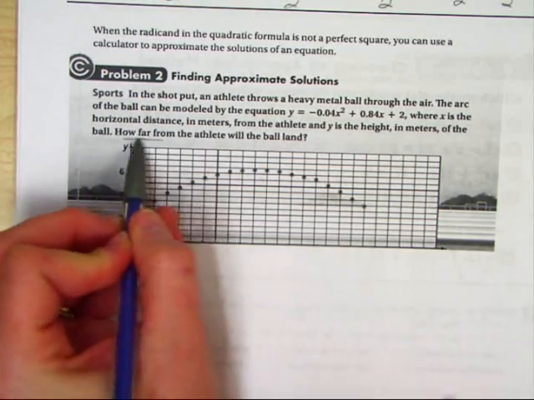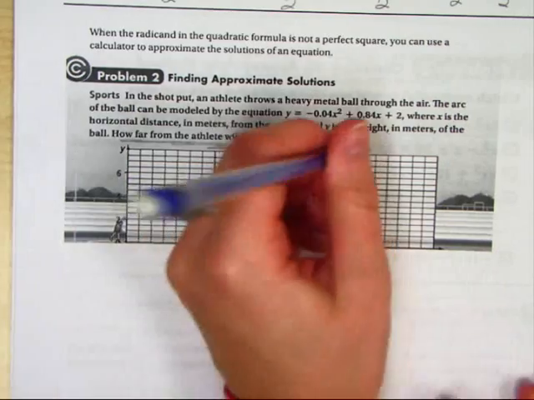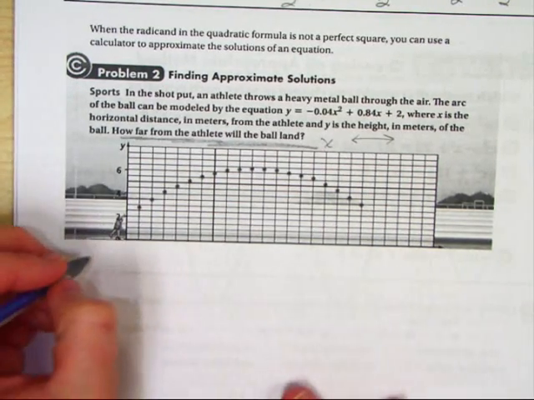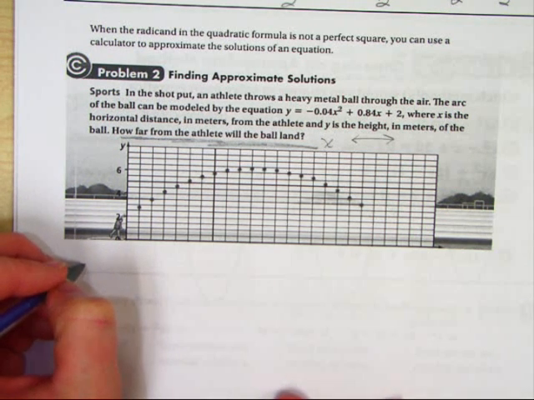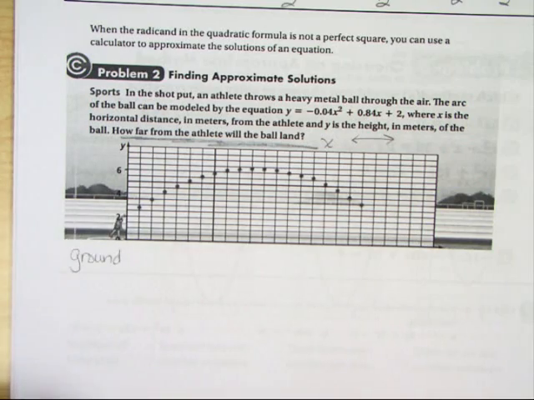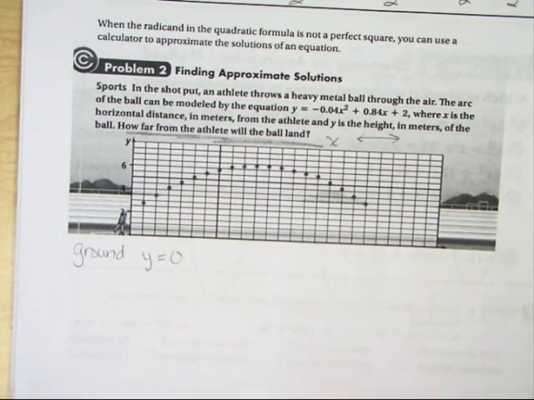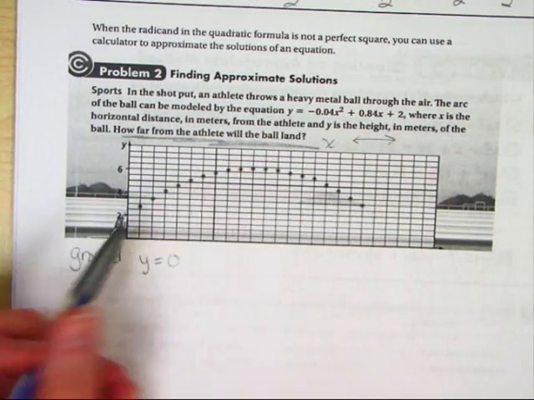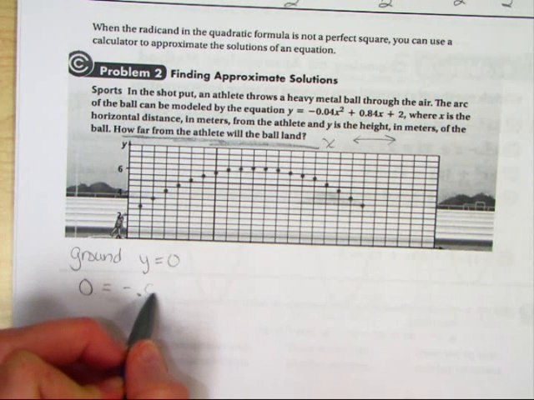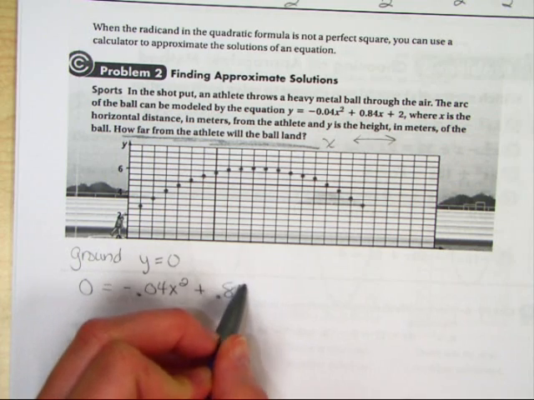Now when it says how far from the athlete, remember that's x, because x talks about horizontal distance. Alright, so let's go ahead and write, that's when it's going to be on the ground. Should we make sure we understand that? If it hits the ground, are you okay with y being 0? Because y is the vertical distance. So we're going to take our equation and plug 0 in for y. We leave everything the same in the equation, except for that.